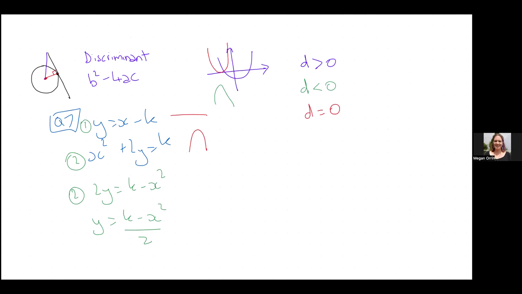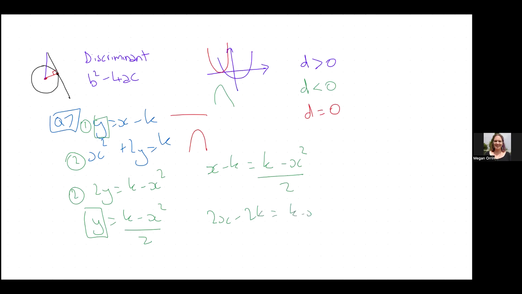So I'm just going to make them equal each other. So x minus k equals k minus x squared over 2. See what I'm doing? So equation 1 equals equation 2, but my rearranged 2, because I've got y as my subject. This is the substitution method. I'm just replacing the y's, they're going to equal each other. So then let's bring this across. So 2x minus 2k equals k minus x squared.